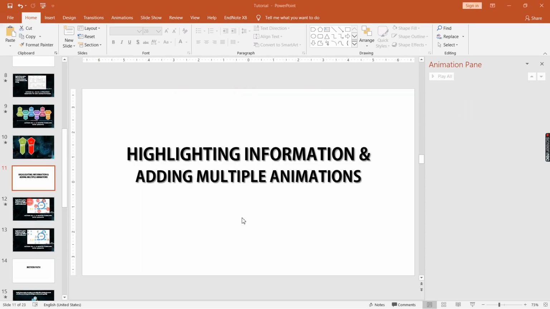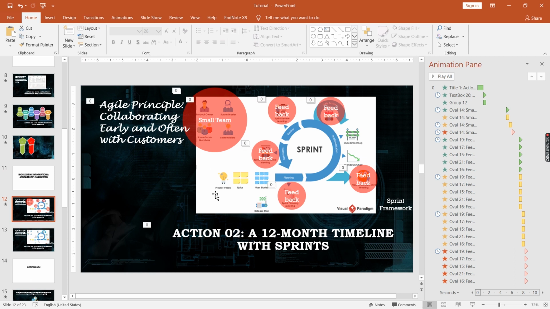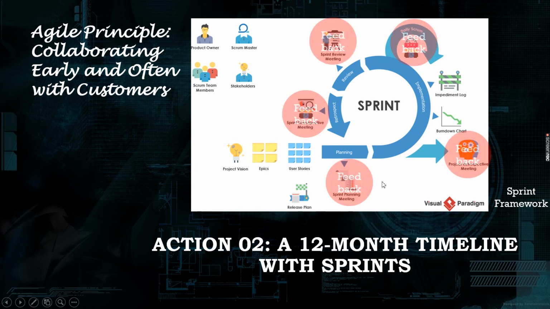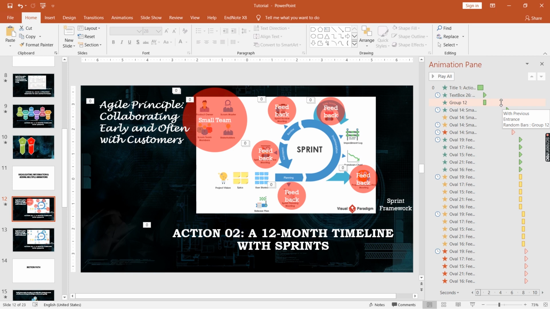Now we're going to look at how we can highlight information and add multiple animations to the same object. So this is one of the crazier slides I had with the animations. I wanted to highlight this part when Krunal talks about small teams, and then all of these where we receive feedback. If you look at the animation pane, this is a typical example of the crazy that you have when you don't group your objects together. So let me show you how I did this from scratch.